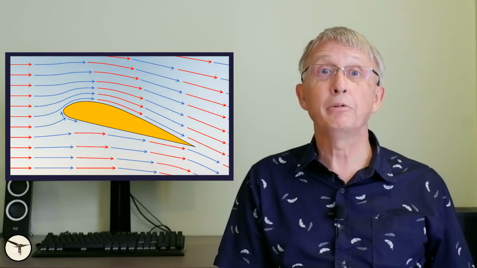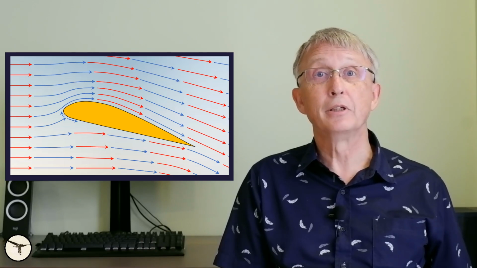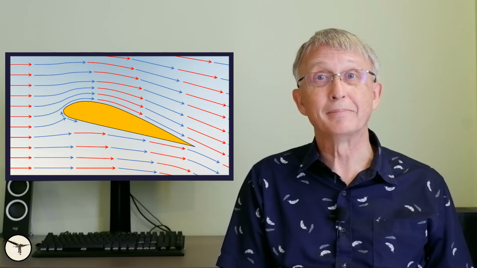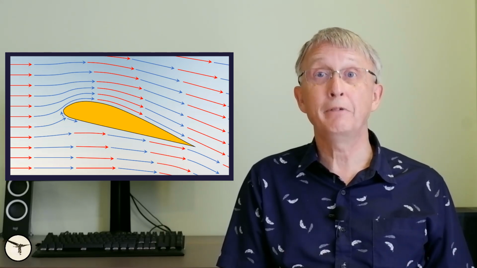However, one question remains unanswered. How does the airfoil direct the air downwards? Why doesn't it go in a straight line behind the upper surface of the wing? So let's go to level 3.